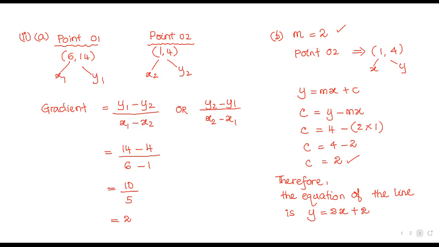Here I took point 0.2 because I thought it's easier for me to deal with smaller numbers rather than dealing with 0.1, 6 and 14. It is up to you which point you decide on; it doesn't matter. After finding the c value, you want to conclude your answer. Therefore, the equation of the line is this, right?